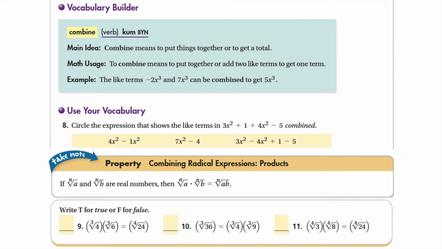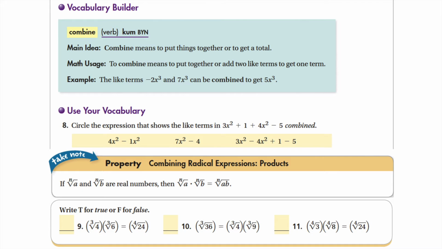Combine means to put things together or to get a total. To combine means to put together or add two like terms to get one term. The like terms negative 2x to the third and 7x to the third can be combined, and you will end up with 5x to the third.